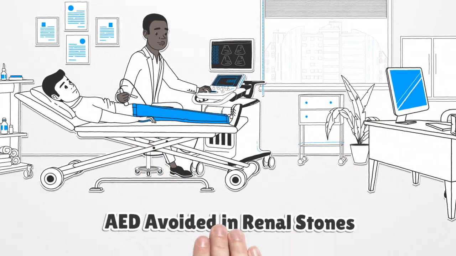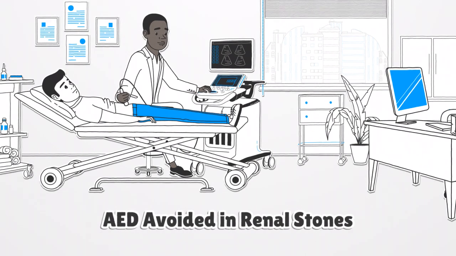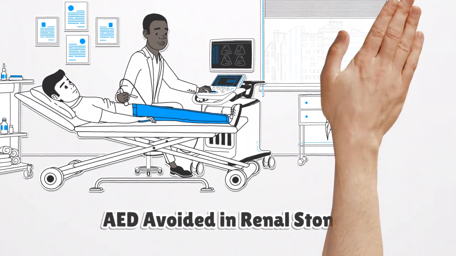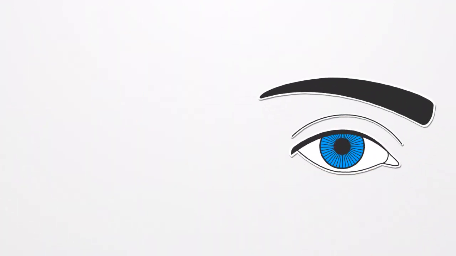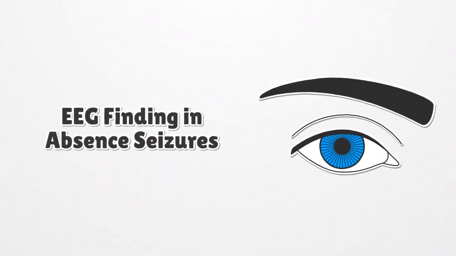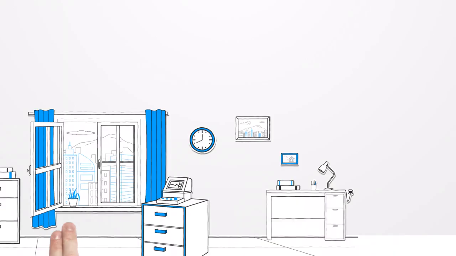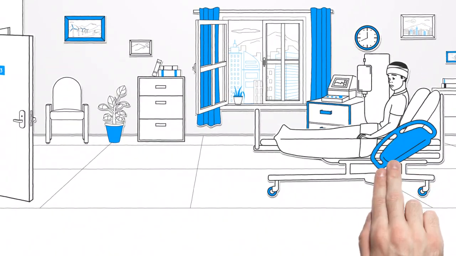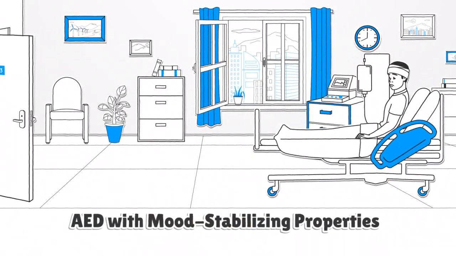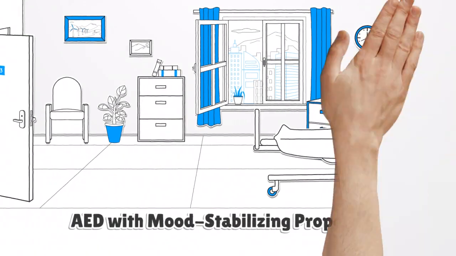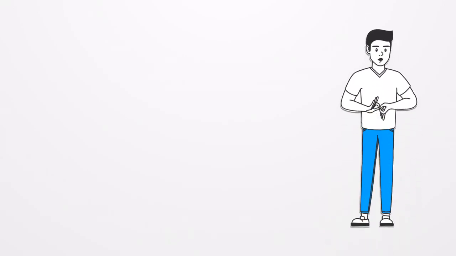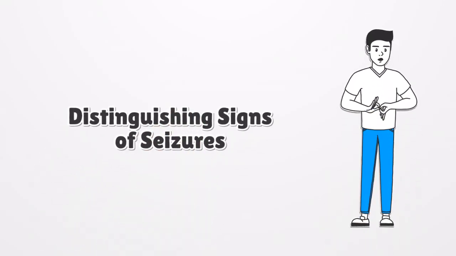Which AED is commonly avoided in patients with a history of renal stones? Topiramate. What is the typical EEG finding in absence seizures? 3 Hz spike and wave discharges. Which AED is known for its mood-stabilizing properties, making it useful in patients with bipolar disorder? Lamotrigine. What clinical sign distinguishes psychogenic non-epileptic seizures from epileptic seizures?